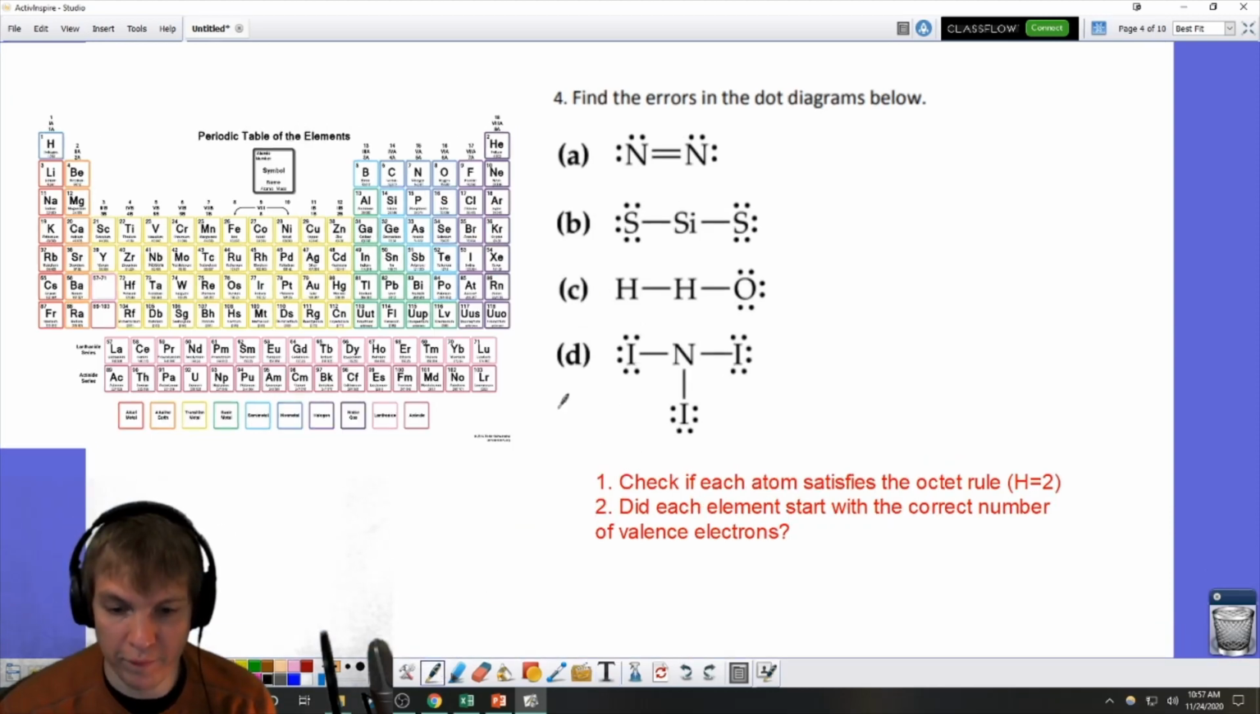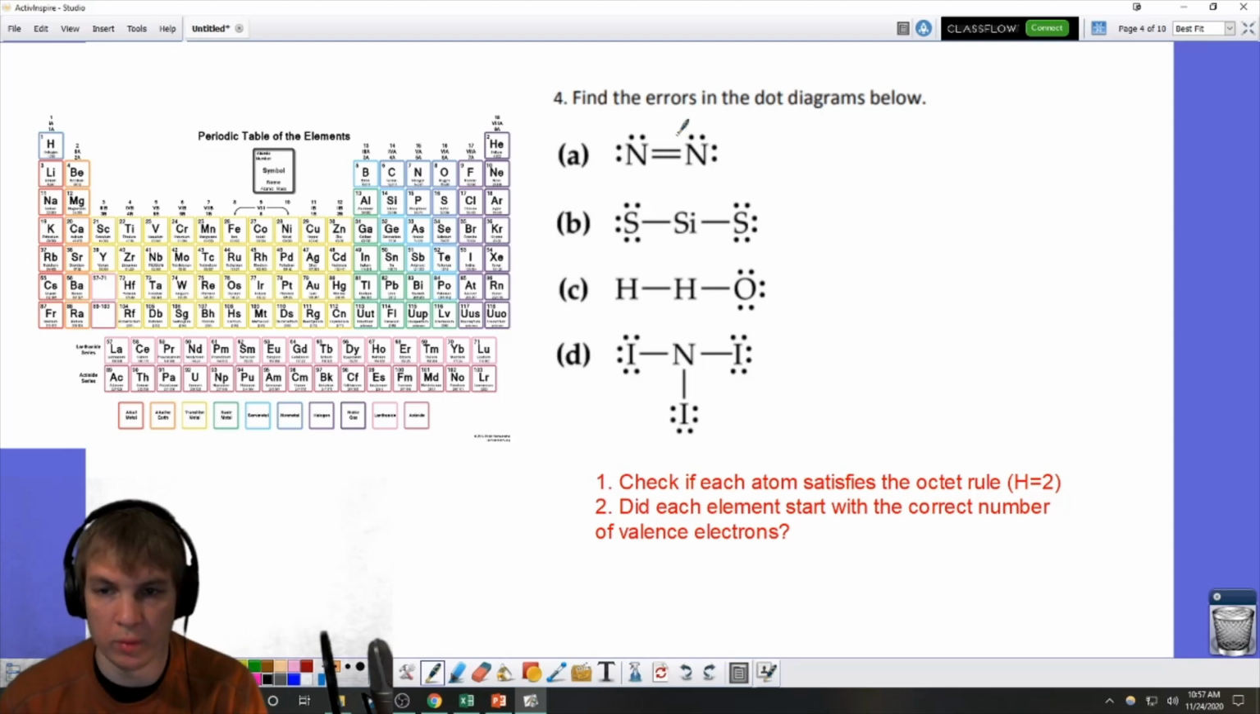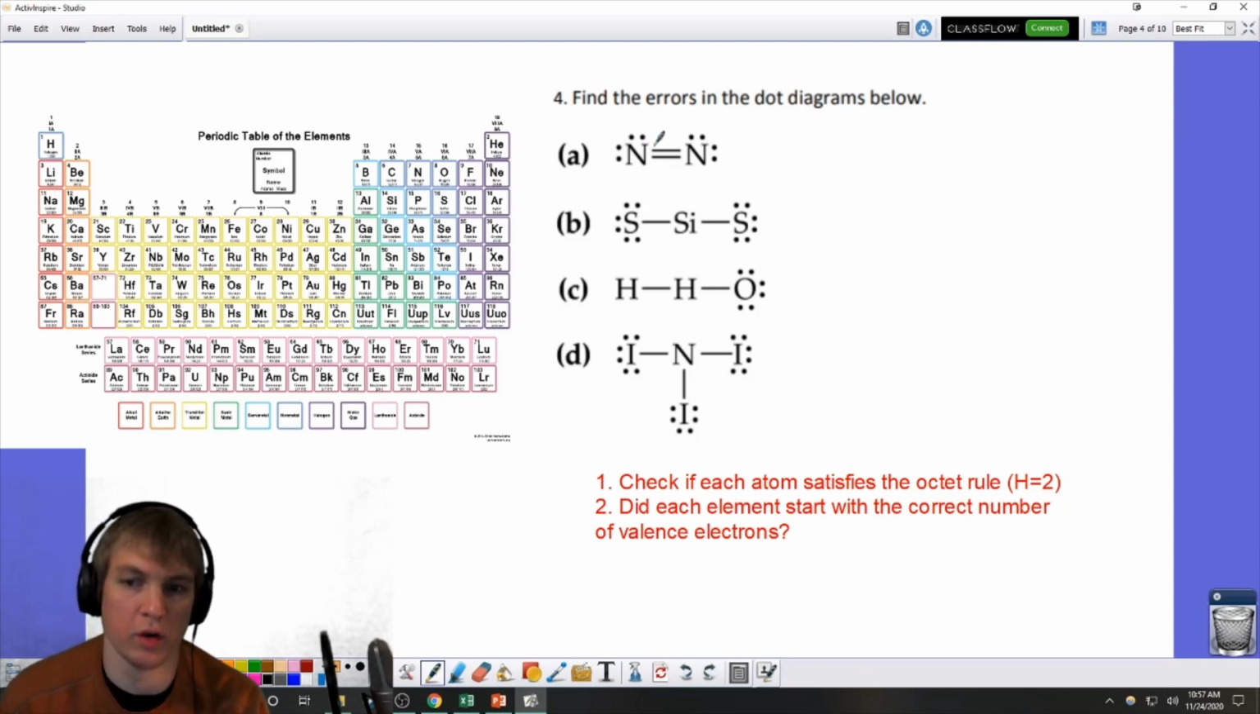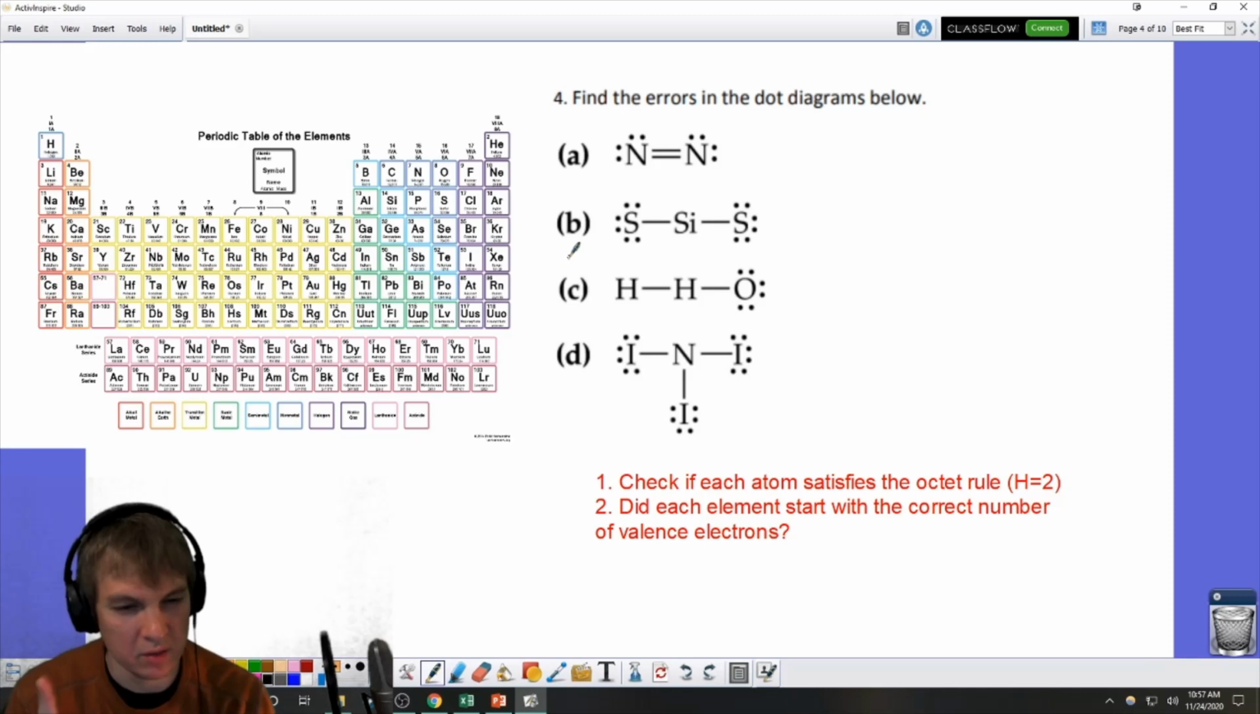So for the first one, we have N2. And what we want to do is find if this is going to be the proper setup. So does each atom satisfy the octet rule for an N2? Well, 1, 2, 3, 4, 5, 6, 7, 8 looks good for this nitrogen. This nitrogen has 1, 2, 3, 4, 5, 6, 7, 8. All right, so it passed rule 1. It did check the octet rule. But did it start with the correct number of valence electrons?